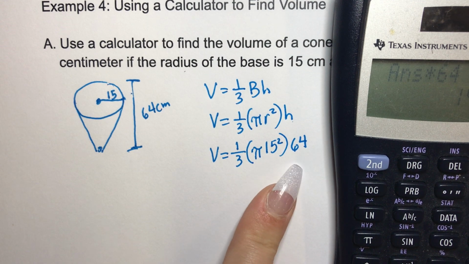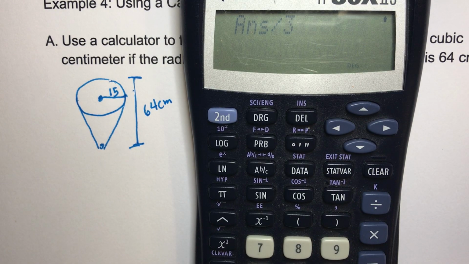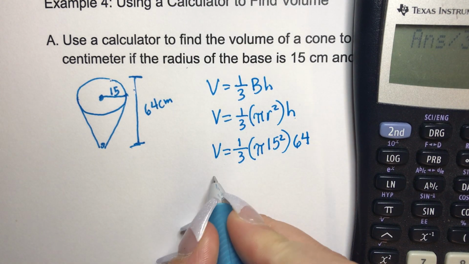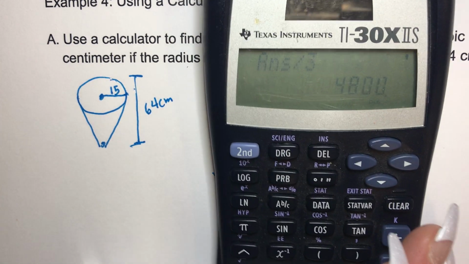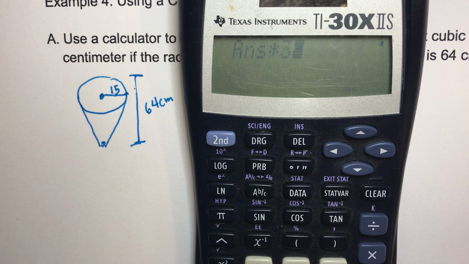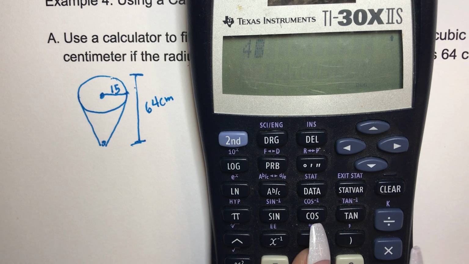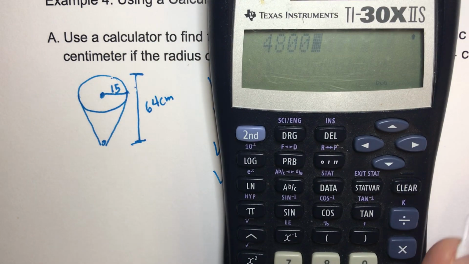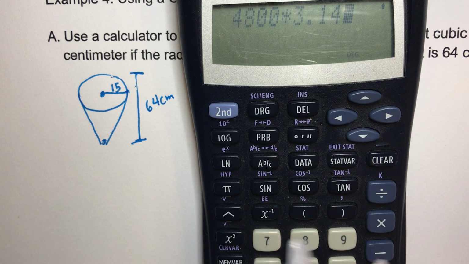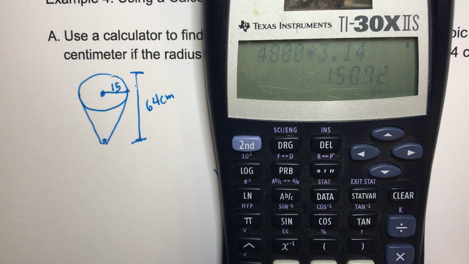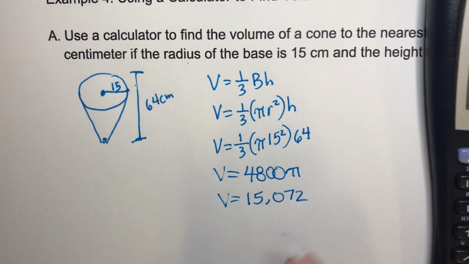So we have 15 squared times 64, and then we can divide that by 3 because of the 1/3. And then we get 4,800. So our answer in exact form would be 4,800 pi, but we want to multiply 4,800 by 3.14. Times 3.14. Enter. And we get 15,072. So volume equals 15,072, and that would be centimeters cubed.